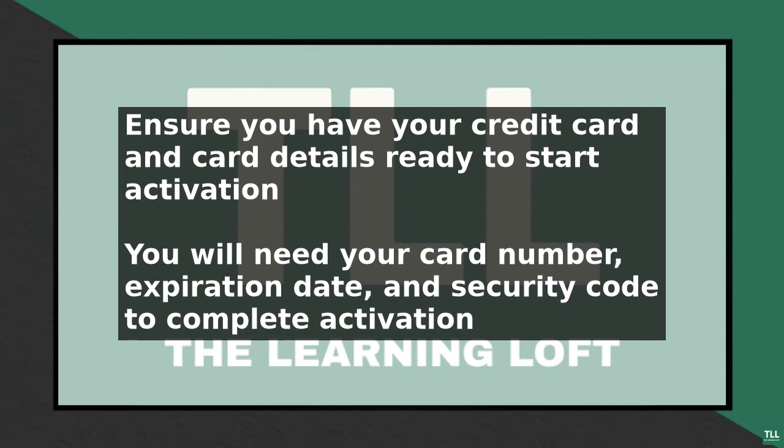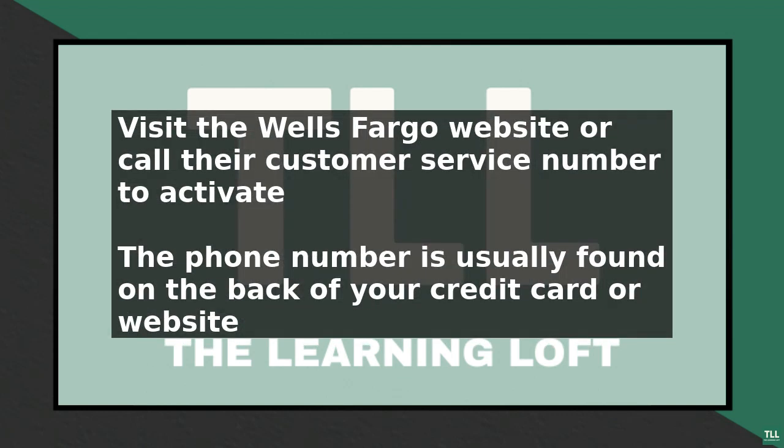If you prefer to activate online, go to the Wells Fargo website and navigate to the credit card activation page. Enter your card number, expiration date, and security code as prompted. You may also need to provide your social security number or other identifying information for verification purposes. Once you have entered all the required information, click Submit to activate your card.